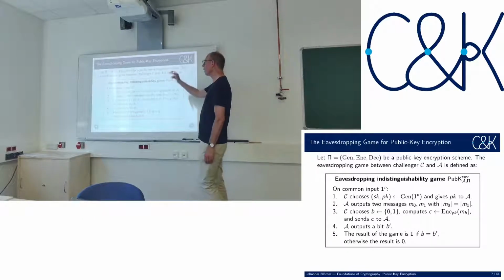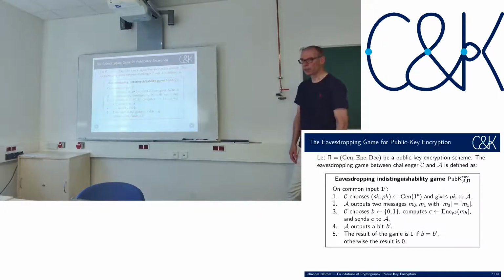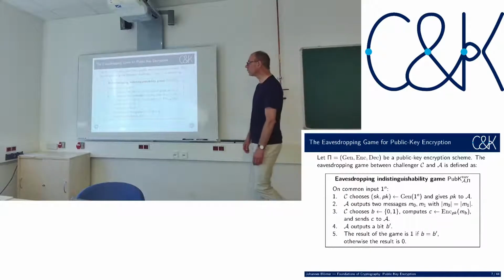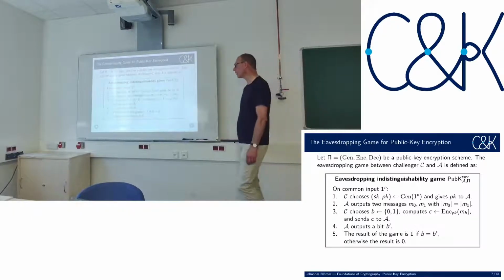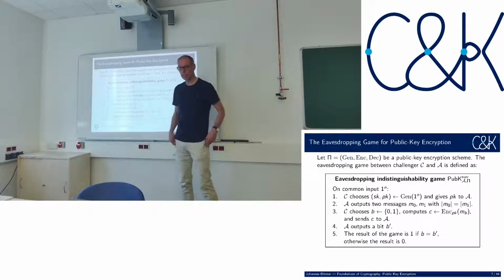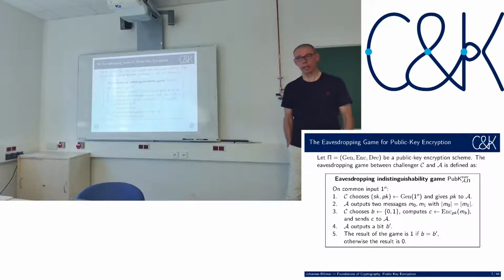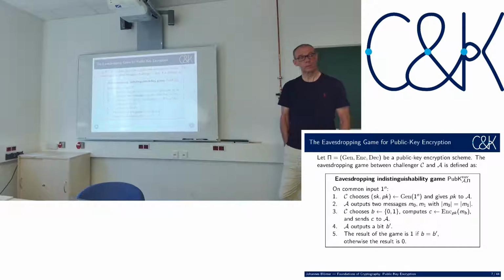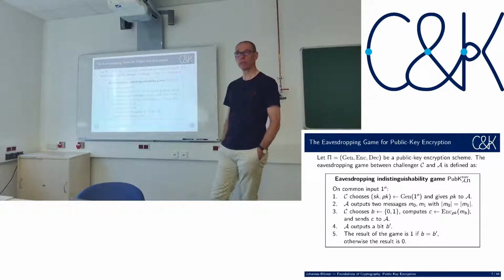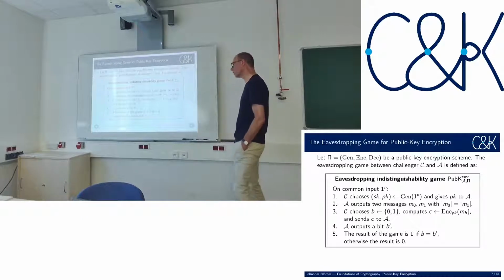So we have our public key encryption scheme pi that we are looking at. And then we define an eavesdropping game between challenger C and adversary A for this scheme pi as follows. On input 1^n, the challenger chooses a public key, secret key pair using the key generation algorithm on input 1^n. And it gives pk to A, because it's a public key encryption scheme, so adversaries should get the public key, but not the secret key.